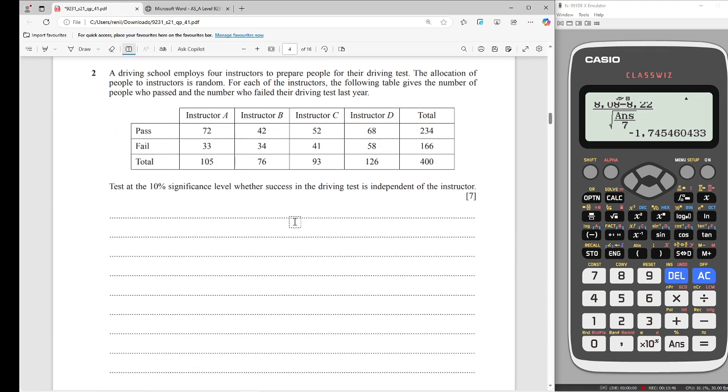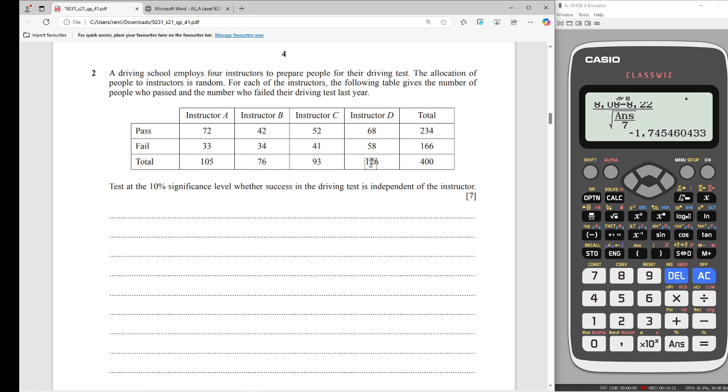Okay, moving on. Now we have here chi-square tests. A driving school employs 4 instructors to prepare people for the driving test. The allocation of people to instructors is random. For each of these instructors, the following table gives the number of people who passed and the number of people who failed their driving test as well. So we have here pass, fail, then instructor A, B, C, D, and then the totals.